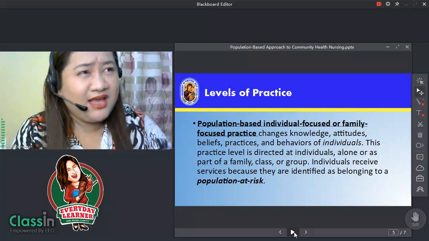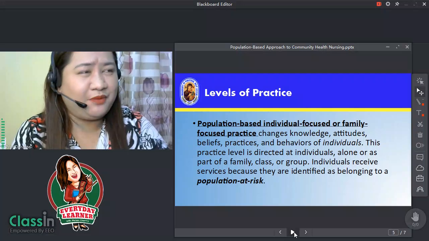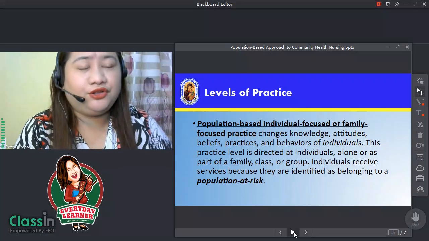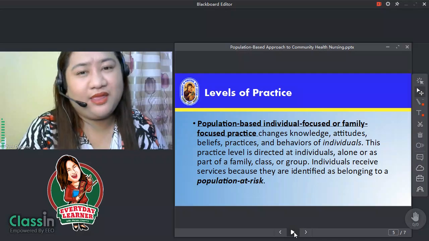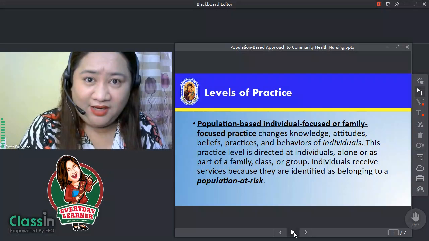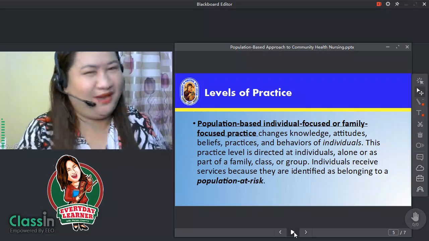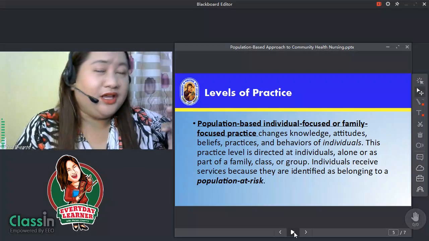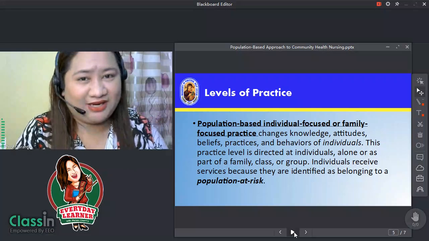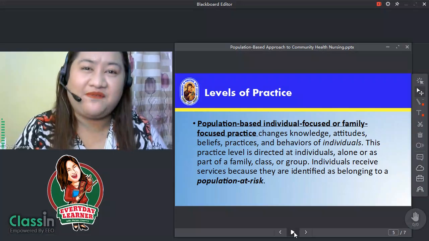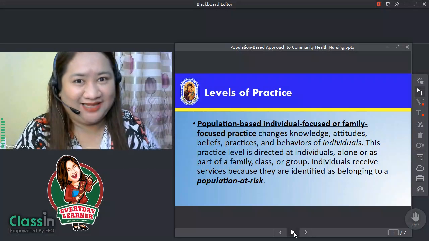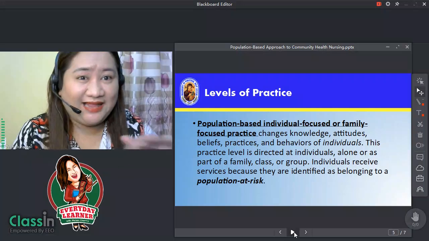Now you're thinking that this population is where I want to change their behavior. I want to change their attitude towards breastfeeding. So you come up with an intervention, let's say a health education seminar about breastfeeding, like the benefits of breastfeeding and all that. So you have focused this on the people in the population that are at risk. So you want to change the behavior of these individuals. That's why it's individual focus or family focus practice. Okay, so I hope that you're getting that level of practice.